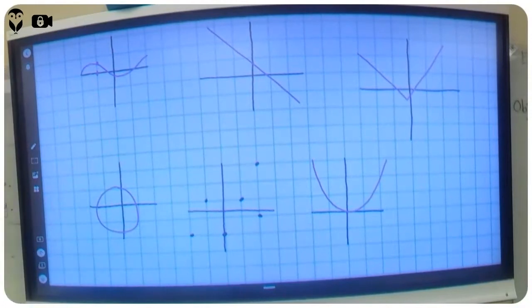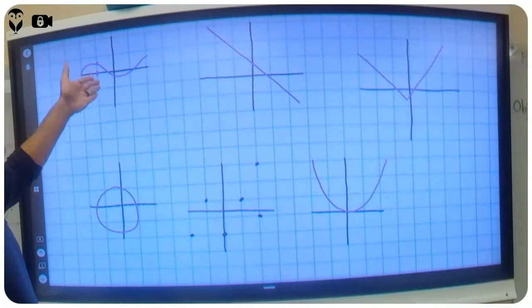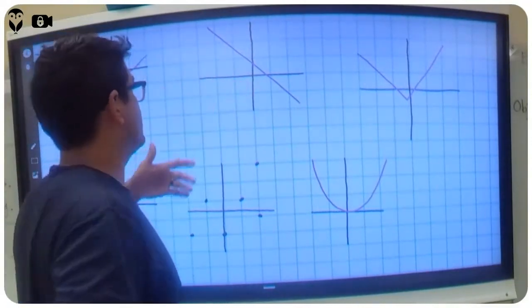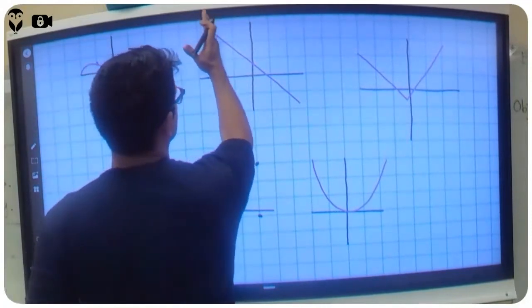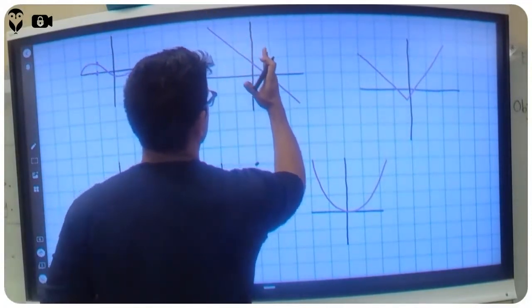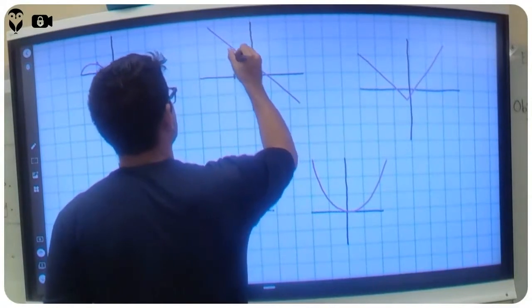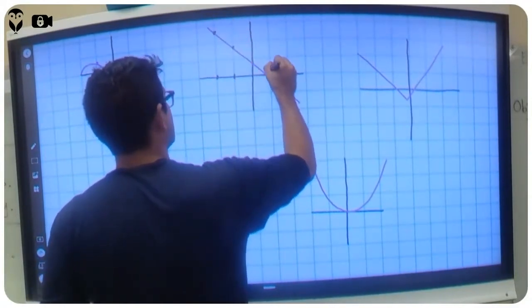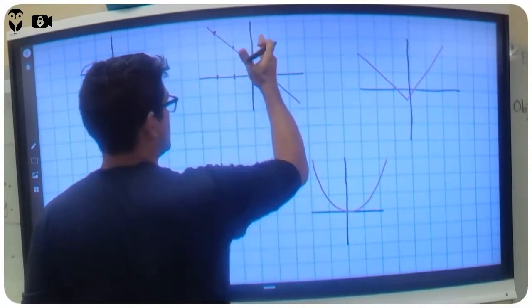Now, linear or nonlinear means straight line or not a straight line. So is this linear? No. Is this one linear? Yes. Is it a function? Yes. Again, anywhere you choose, it only has one answer. If I choose this one, one answer. This one, one answer. So it only has one answer.